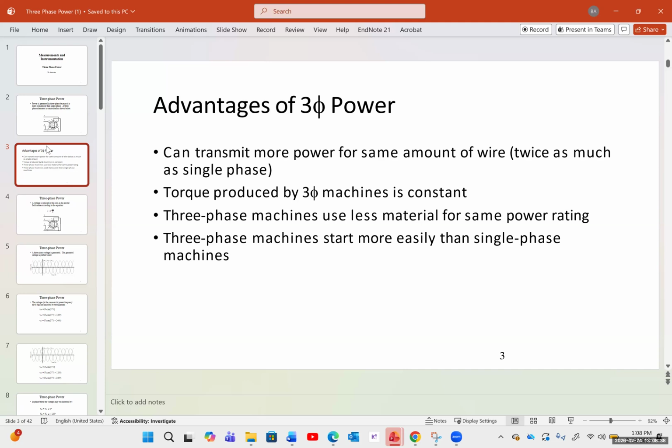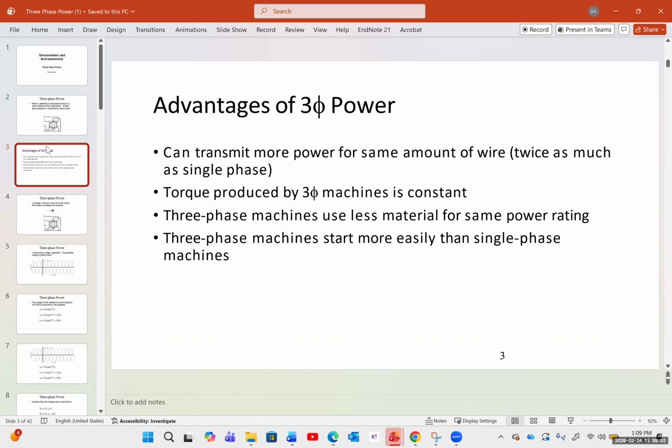Now, the other advantage is that the torque produced by three-phase machines is constant. Three-phase machines use less material for the same power rating, and three-phase machines start more easily than single-phase machines because of their initial torque.